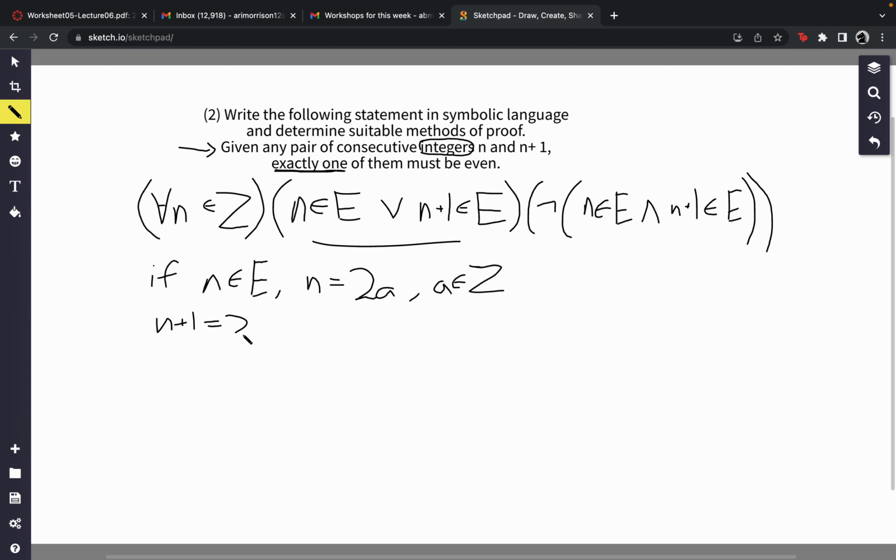equals 2a plus 1. And we actually learned that 2a plus 1 is how you would construct an arbitrary odd integer, where a is again an integer. Important to remember to write that.